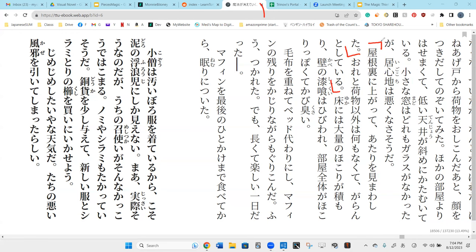Except for me and the luggage, there is nothing else. Nani mo nakute. And it is quiet. Is it quiet? Garan to, it's empty.